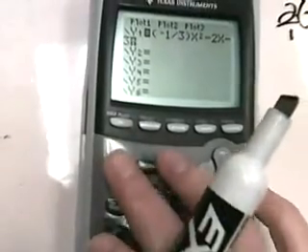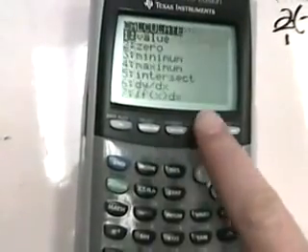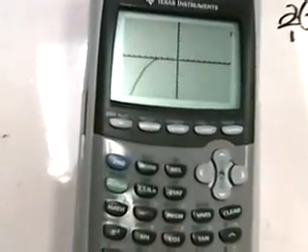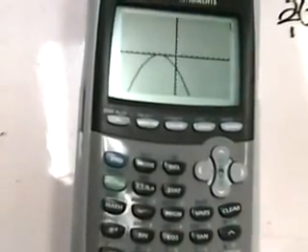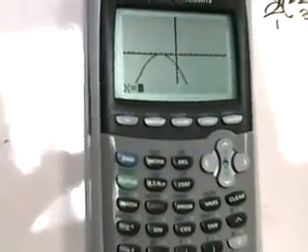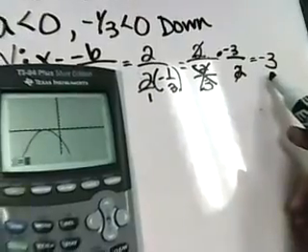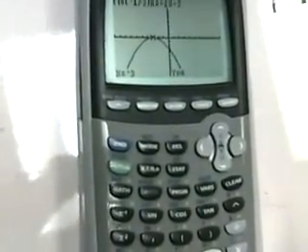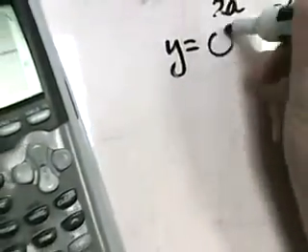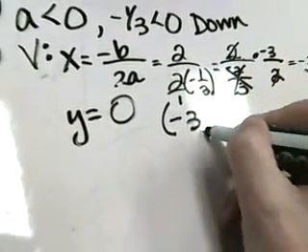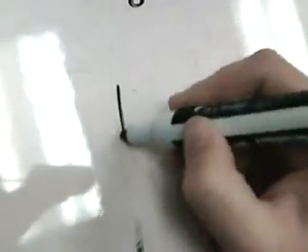And then I want to go to second, trace, value. Give your graph a little bit of time. And then it's going to ask for x equals. Remember, our x that we had up here was -3. So I'm going to type in -3. And it looks like it gives me y equals 0. So that means my vertex ordered pair is -3, 0. Let's go ahead and graph that.